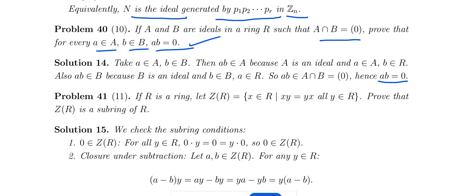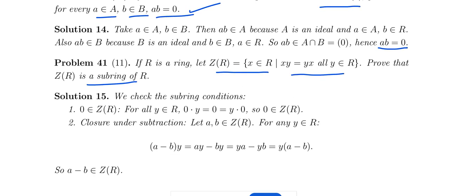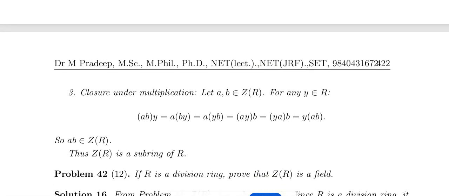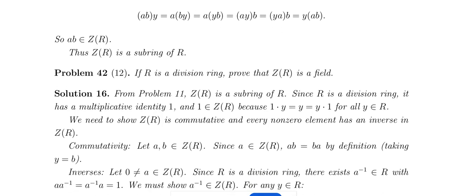Okay, R is a ring. Z of R is defined as the collection of the elements x of R satisfying xy equals yx for every y belongs to R. Then Z of R is a subring of R. I'll leave it. Study the topics based on polynomial rings very strongly. Polynomial rings play a very important role.